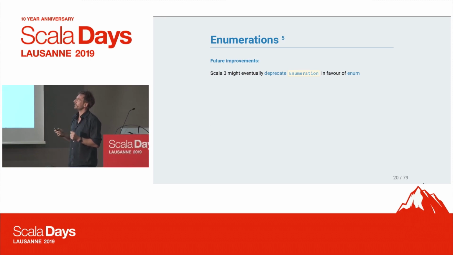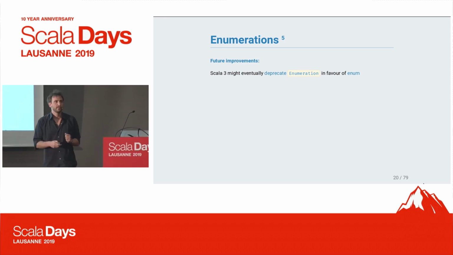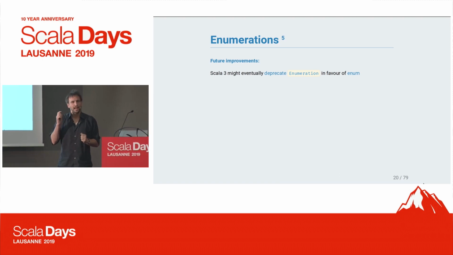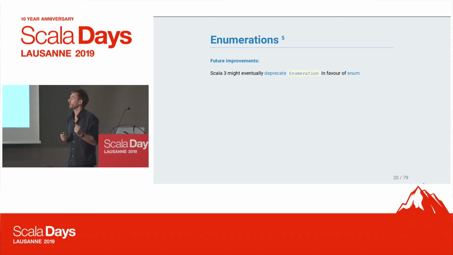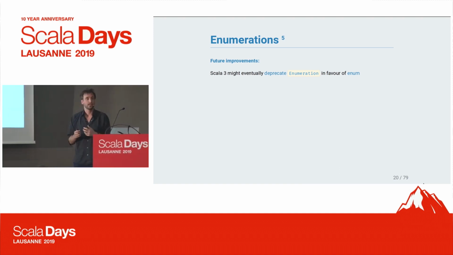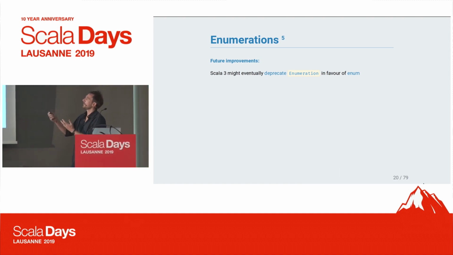Scala 3 might eventually deprecate enumeration in favor of the enum keyword. I have seen discussions on that matter. Last time I checked, it was not a proper ticket. There was not a proper pull request on that. But given that I haven't checked this week, and lots of things have been happening this week, it might actually be going on now. I don't know. But this is something that might actually disappear from the language.